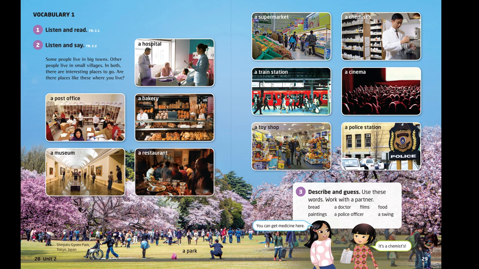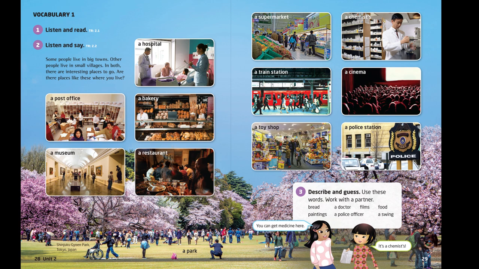Track 2.2. Activity 2. Listen and say. A hospital. Doctors and nurses work in a hospital. A post office. You can send letters and parcels at the post office. A bakery. You can buy bread in a bakery. A museum. You can see paintings in a museum. A restaurant. You can eat food in a restaurant.